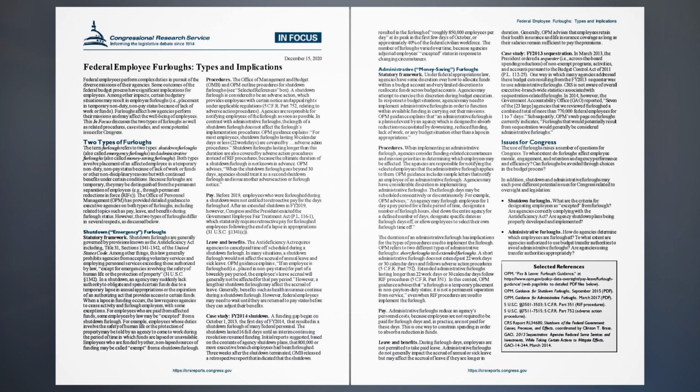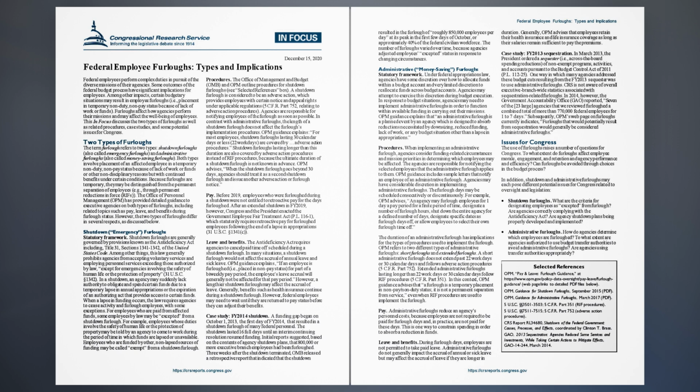The duration of an administrative furlough has implications for the types of procedures used to implement the furlough. OPM refers to two different types of administrative furloughs: short furloughs and extended furloughs. A short administrative furlough does not extend past 22 workdays or 30 calendar days and follows adverse action procedures, 5 CFR Part 752. Extended administrative furloughs lasting longer than 22 workdays or 30 calendar days follow RIF procedures, 5 CFR Part 351. In this context, OPM guidance advises that a furlough is a temporary placement in non-pay, non-duty status. It is not a permanent separation from service, even when RIF procedures are used to implement the furlough.